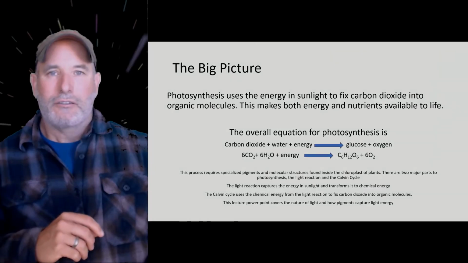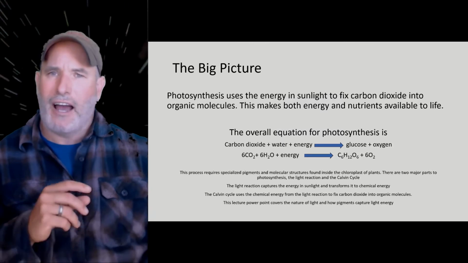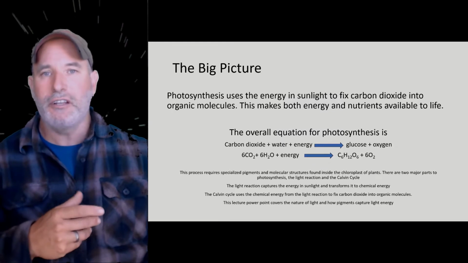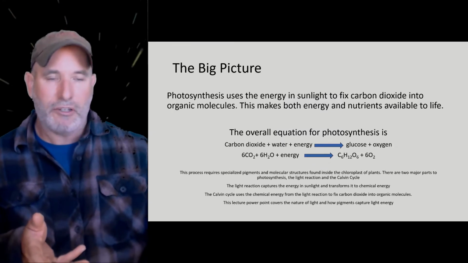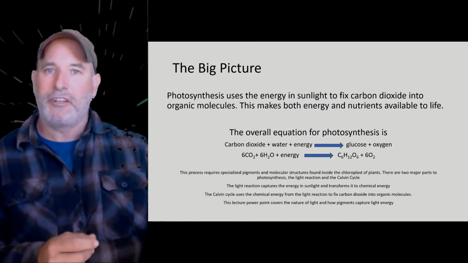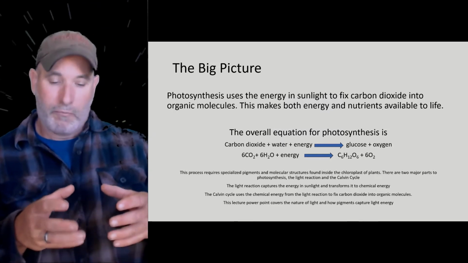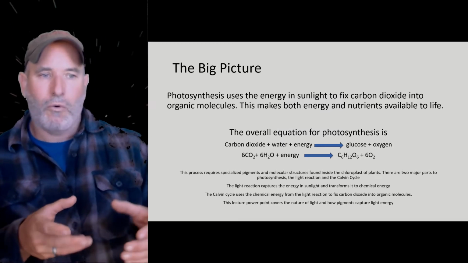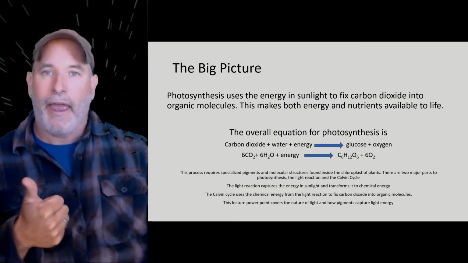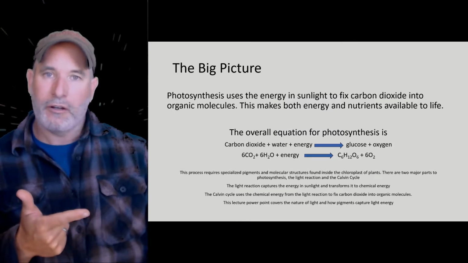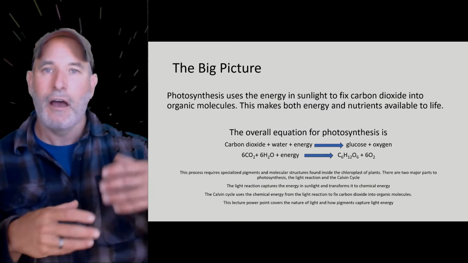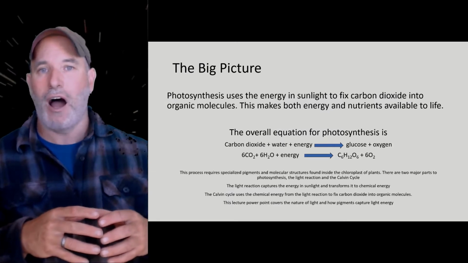Interesting. So before we dive into how pigments actually absorb sunlight, let's take a step back and look at the big picture of photosynthesis and why we need sunlight in the first place. Photosynthesis: photo means light, synth means put together. So we're going to put something together using light. We take carbon dioxide, which is inorganic carbon with no hydrogen, and water, and combine them to form glucose. As a byproduct, we release oxygen.